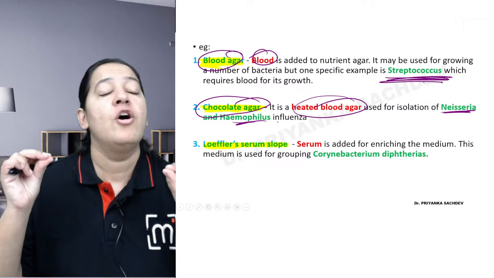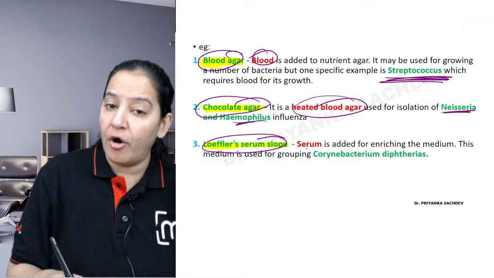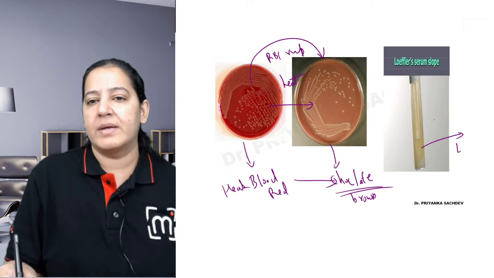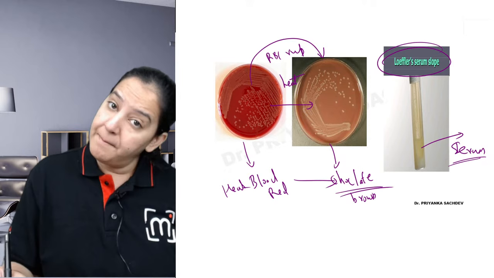Right. The third is the Loeffler slope. Loeffler slope is a medium which contains serum. Have you seen the diagram? This is Loeffler slope. You know, it contains serum in it. No blood, no heated blood, but it contains serum in it. And Corynebacterium diphtheriae requires this medium.